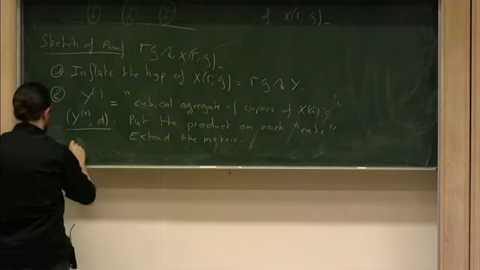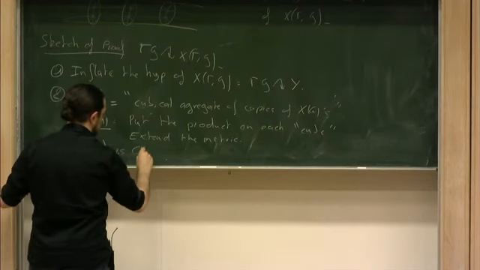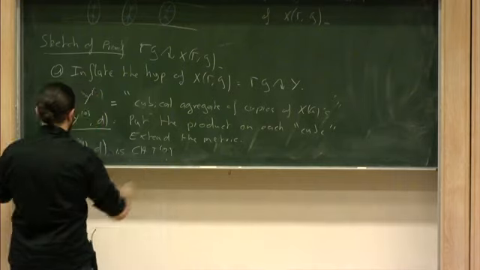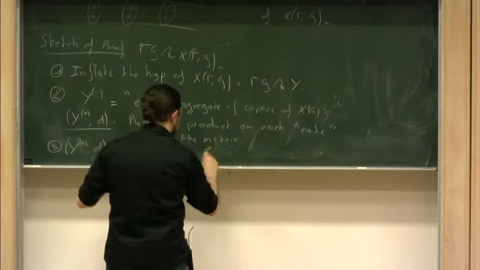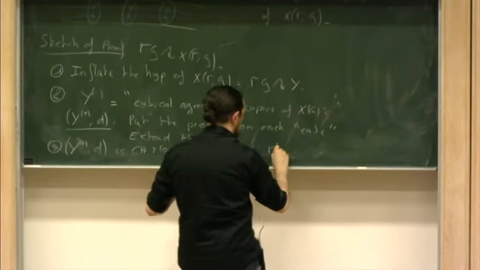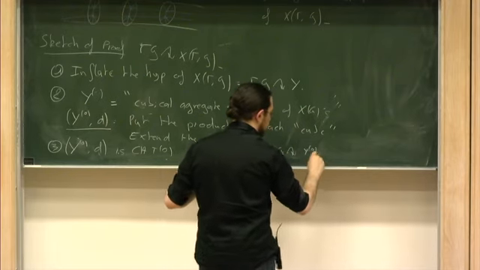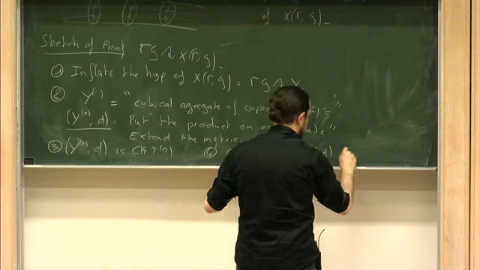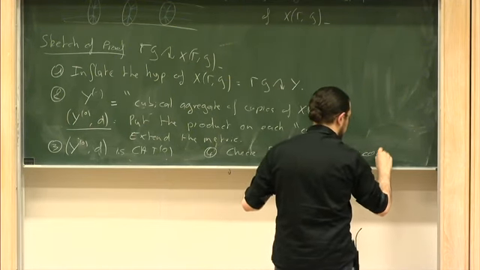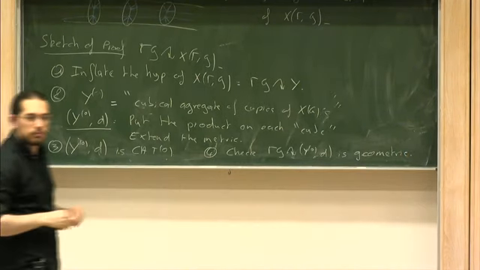And the third step is to show that this metric space is CAT(0). And the fourth and last step is to check that the action on Y with this metric is geometric. And this concludes the proof.